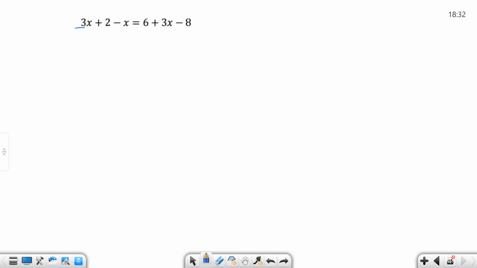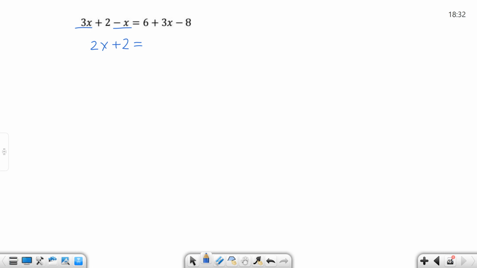Do I have like terms? 3x minus x. And notice I underline the minus with the x because that minus sign goes with the x. It does not go with the 2. So then what is 3x minus x? Well, this is, remember, minus 1x. We don't write it, but just remember it's there. 3 minus 1 is 2. So that's 2x plus 2 equals.